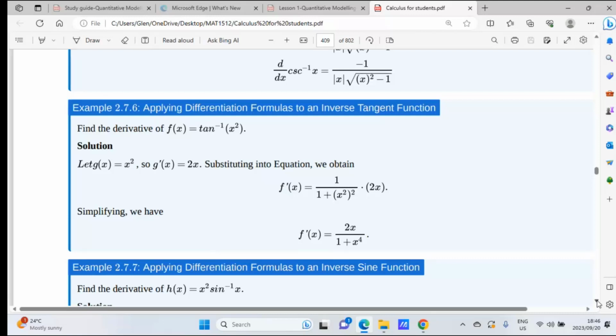Okay. Good. And Lerato, don't forget about the basic rules that we learned earlier on. Those rules will go with us until trig functions, exponential functions, logarithmic.